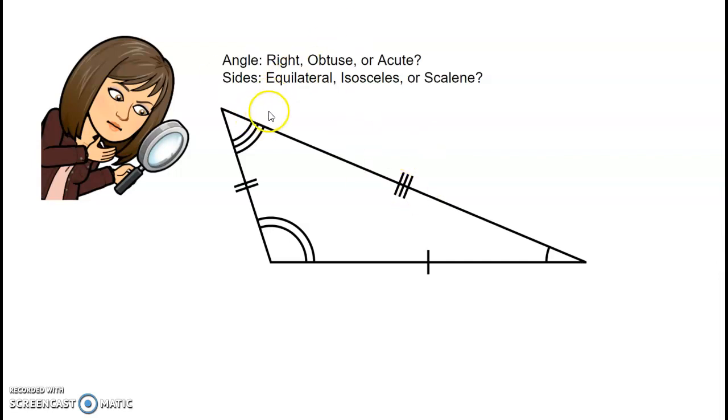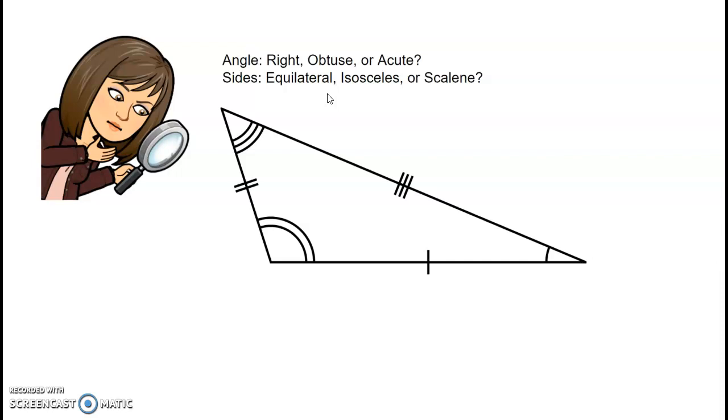Okay, so let's look at the angles first. I'm going to look to see, do I see a right angle? I do not see a right angle. Do I see an obtuse angle? I do see an obtuse angle. This one right here is greater than 90 degrees. And I know that if I have a triangle that has at least one obtuse angle, that makes it an obtuse triangle. So we know that for the angle, it's going to be obtuse.